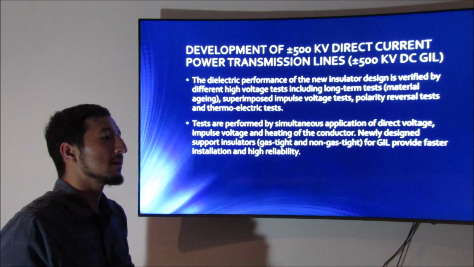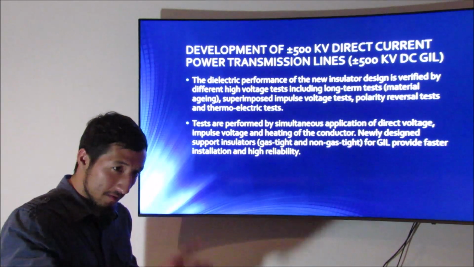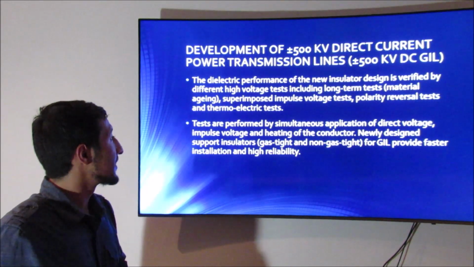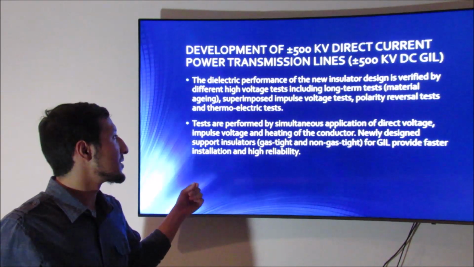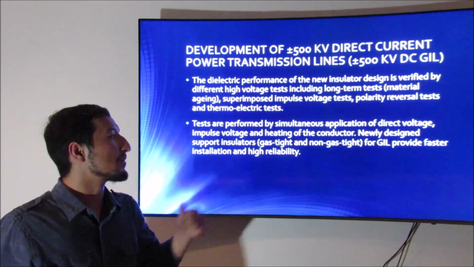The tests that they tried applying on the DC voltage lines are basically tests of direct voltage, impulse voltage, and heating of the conductor.